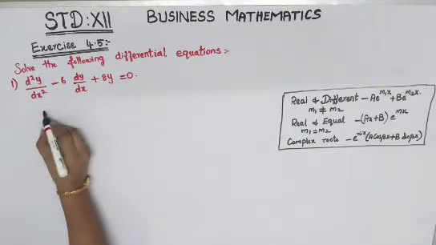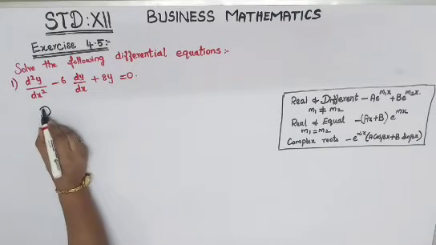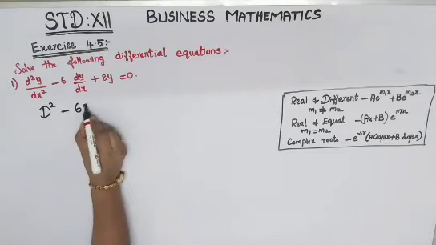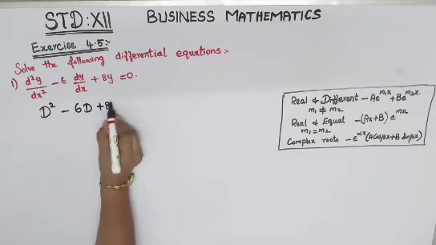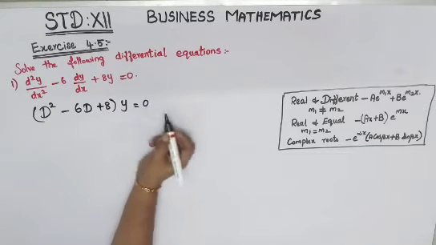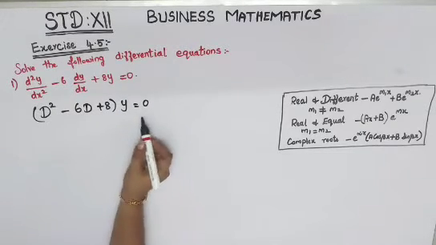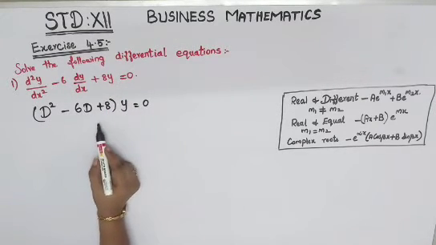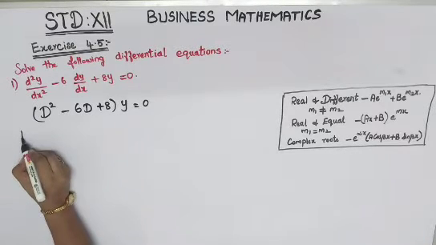Okay. So your first format is, this has to be changed into (D square minus 6D plus 8) into y is equal to 0. Some sums will be given in this format itself, otherwise they will be given in the other format. If it is given in that format, you will have to convert it to your capital D square format. Once you finish this, you will have to write your auxiliary equation.